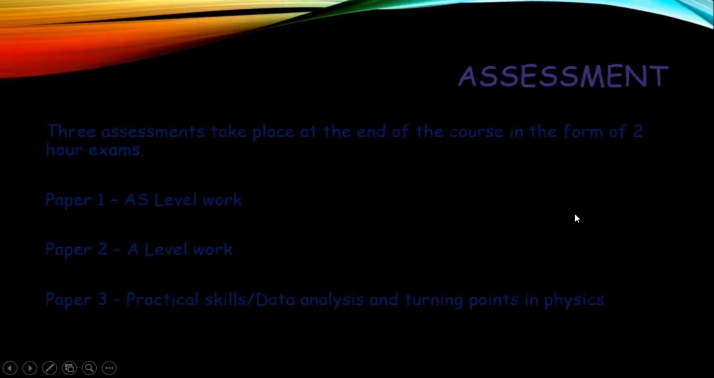Three written examinations take place at the end of the course. Each is 2 hours long. Paper 1 focuses on the work in Year 1 or AS level. Paper 2 focuses on the work in the second year of the course. And Paper 3 focuses on practical skills and the optional unit Turning Points in Physics.